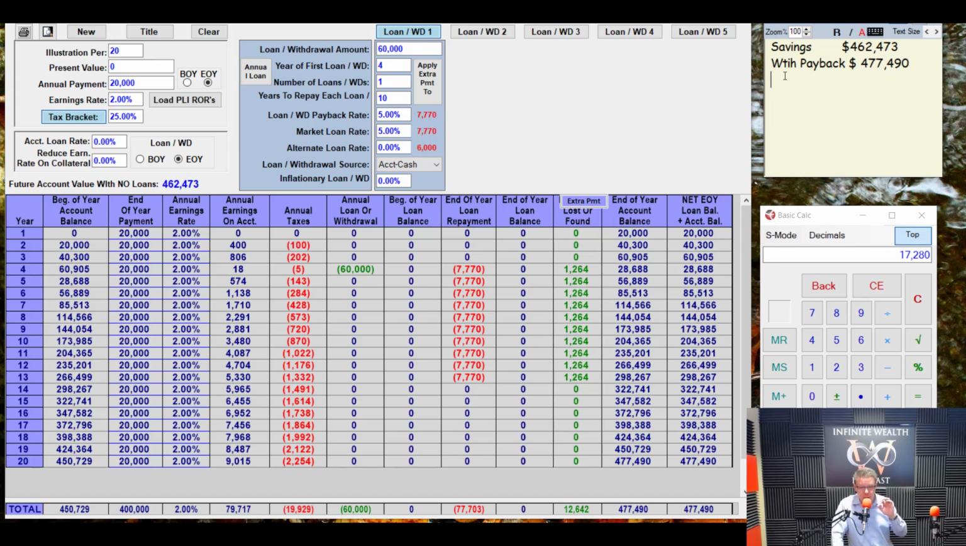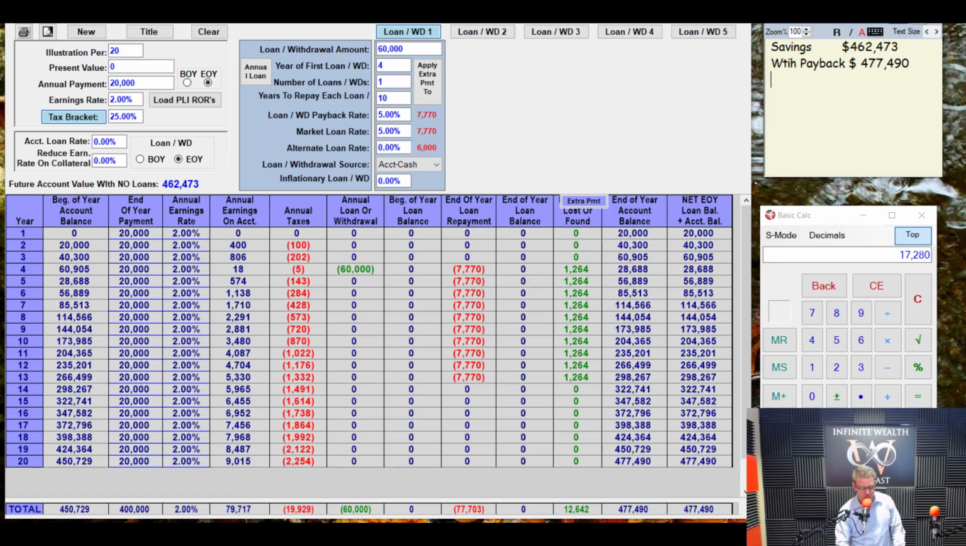Because remember, we're not borrowing from our policy. We're not taking it out of our account. What we're doing is we're borrowing from the insurance company. Our money is still there, so they are going to continue to pay you interest, and in return, they're also going to charge you interest. So you earn it and you charge it. So let's see what this would relate to.